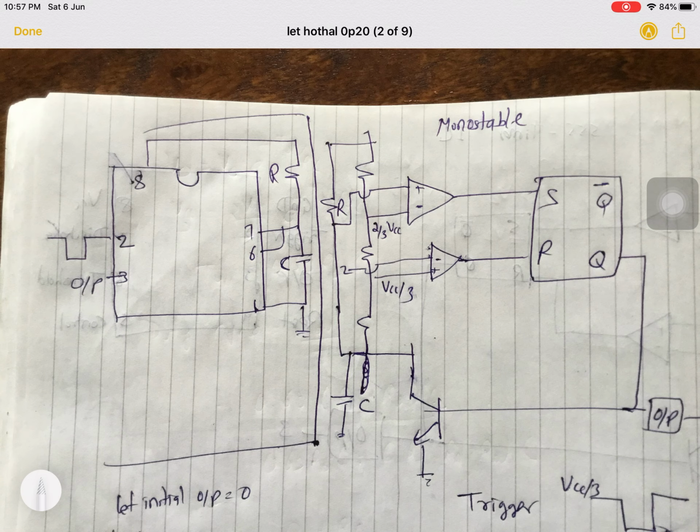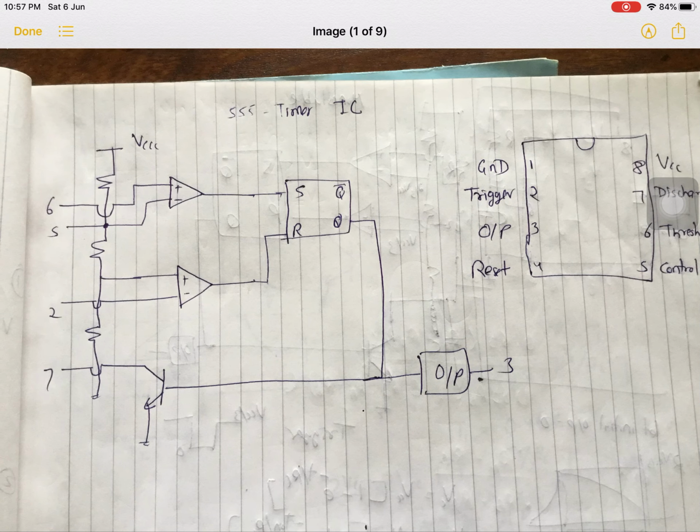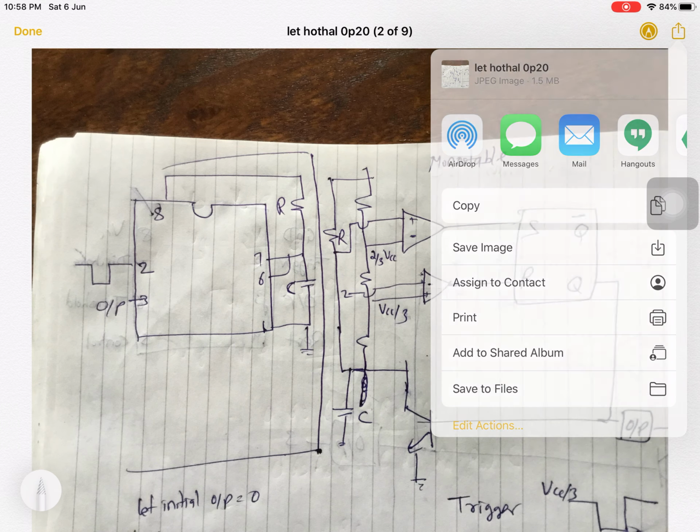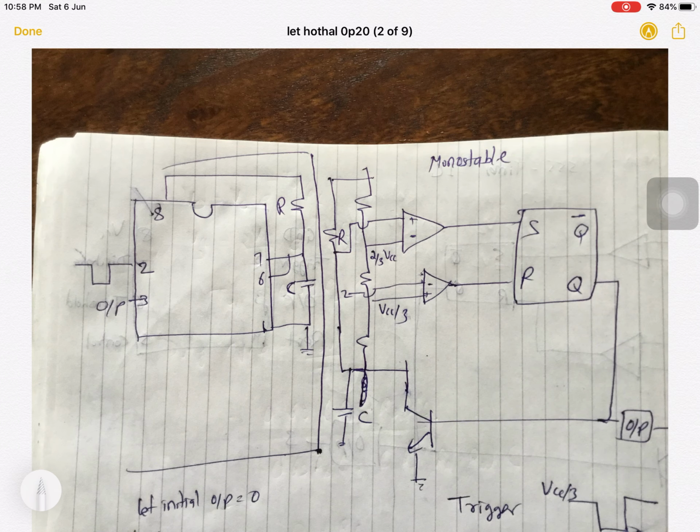The 6th pin and 7th pin are shorted. So what was the 6th pin? This was the 6th pin. So I have shorted this pin here, and the 7th pin is shorted here, and I am giving the trigger at pin number 2. So this is my trigger. What the trigger value is, we will discuss. And this is the output. The output will be taken from here.